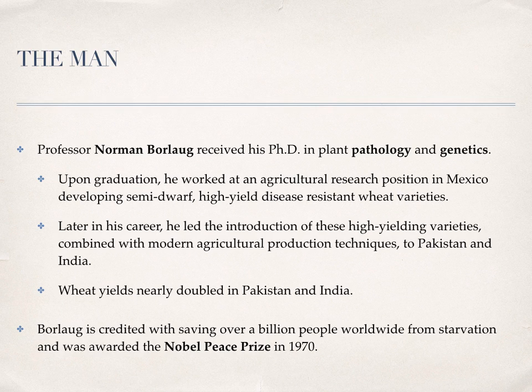Later on in his career, he took these high-yield varieties of wheat and combined them with the newer, modern agricultural production. And he took these new ideas to Pakistan and India. During this time, wheat yields nearly doubled in Pakistan and India. So Borlaug is credited with saving over 1 billion people worldwide from starvation. He was awarded the Nobel Peace Prize in 1970.